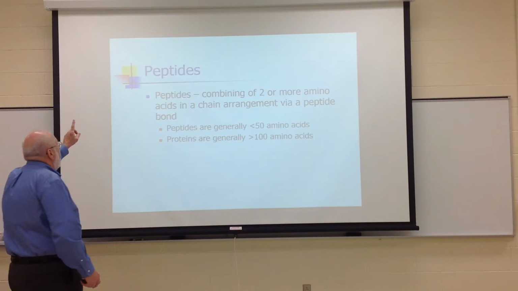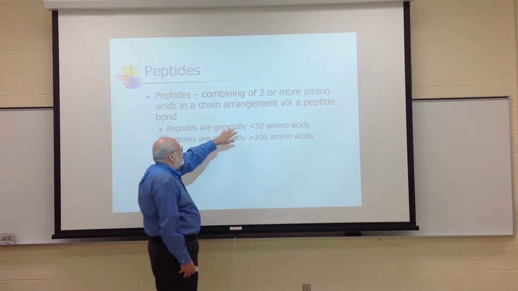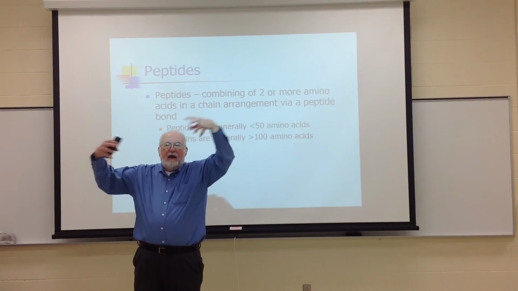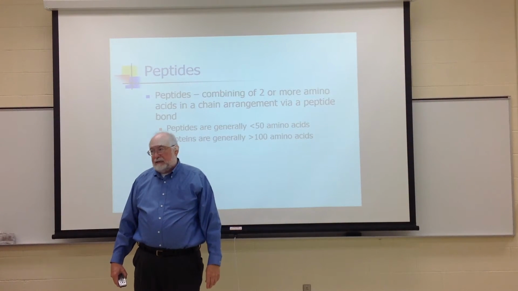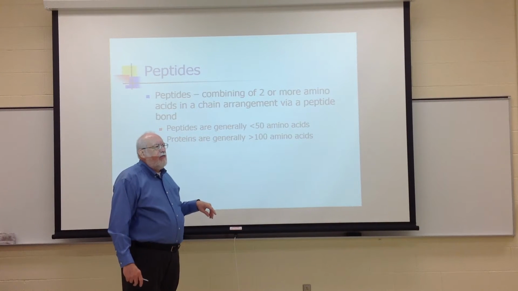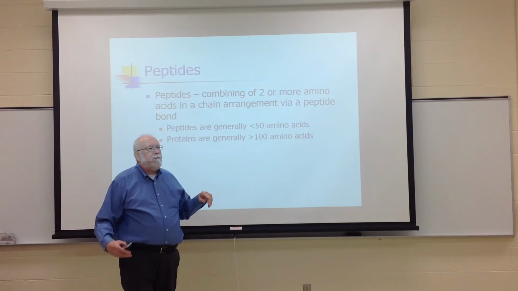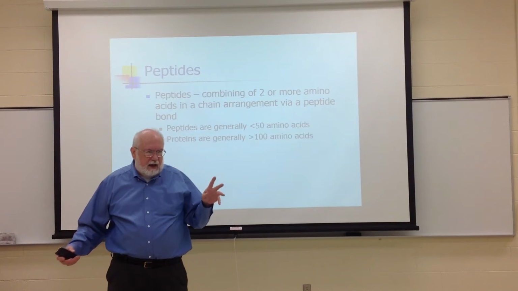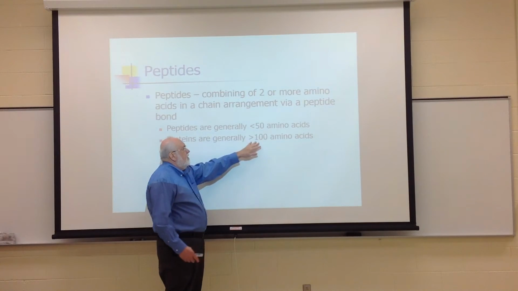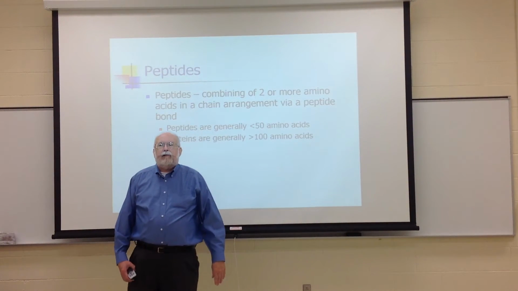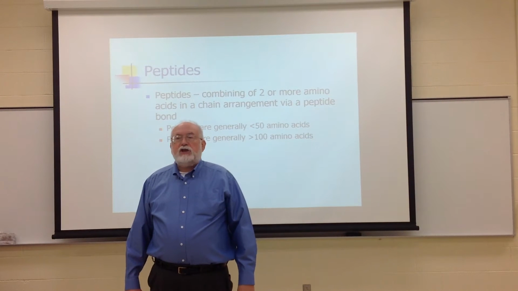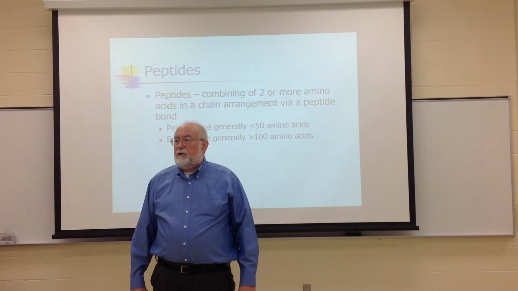Now, peptides are usually 50 amino acids or less. A chain of no more than 50 amino acids. Then we got a no man's land. And anything that's more than 50 but less than 100 is probably called a polypeptide. And then we get to proteins, and they're usually 100 amino acids at least or more, and it's usually going to be more, in a chain. You know, that's the only difference.